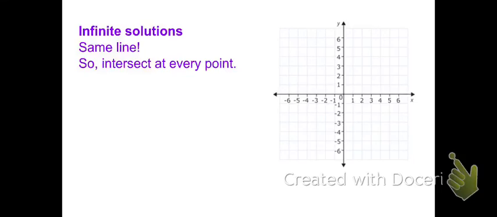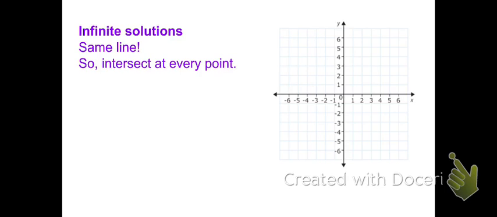Here we're going to talk about how you can figure out how many solutions a system of equations has just by looking at the equations. Remember, with a graph of a system of equations, the solutions are any points that they share in common. So if there's an infinite number of solutions, that must mean that they are the exact same line. They share all the points in common.